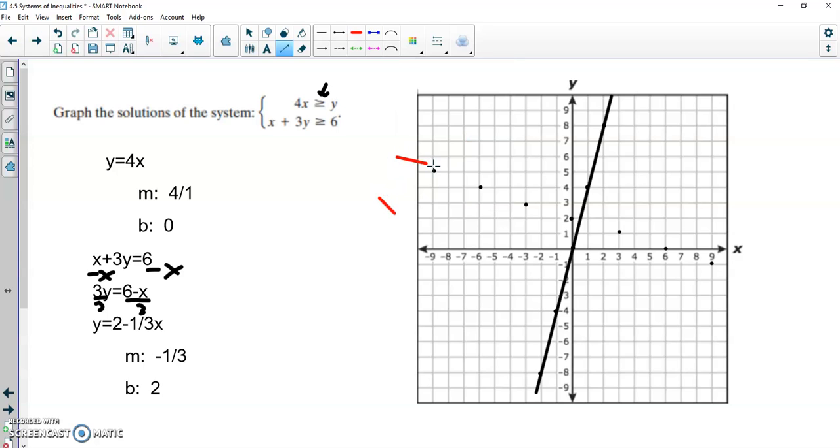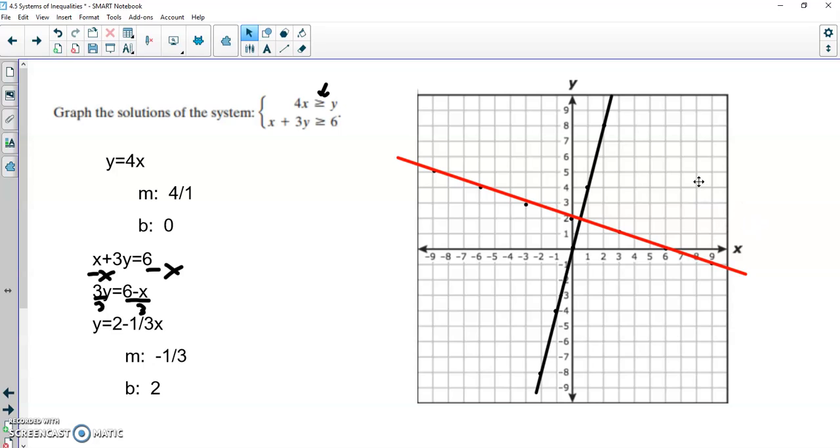And then we connect our points with a line. The best line I can get there. And I should have mentioned here, we know that this is a solid line because of the equal to in the inequality. And again, I'm not going to deal with the shading for right now. I'm just going to graph the two lines, which I have graphed.